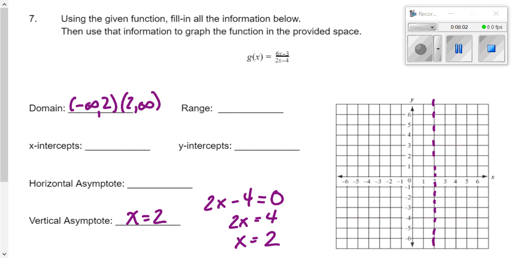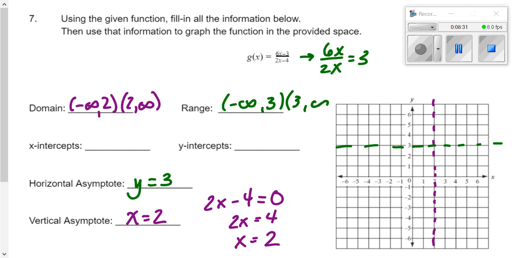The dominant parts of the top and the bottom are going to be what determine my asymptote the other direction as well as the range. So if I have a function that is going to act like 6x over 2x as x gets bigger, bigger, bigger, that's like 3. So I know my horizontal asymptote is at 3, which means my range splits at 3. There's a break in the range instead of being all real numbers.